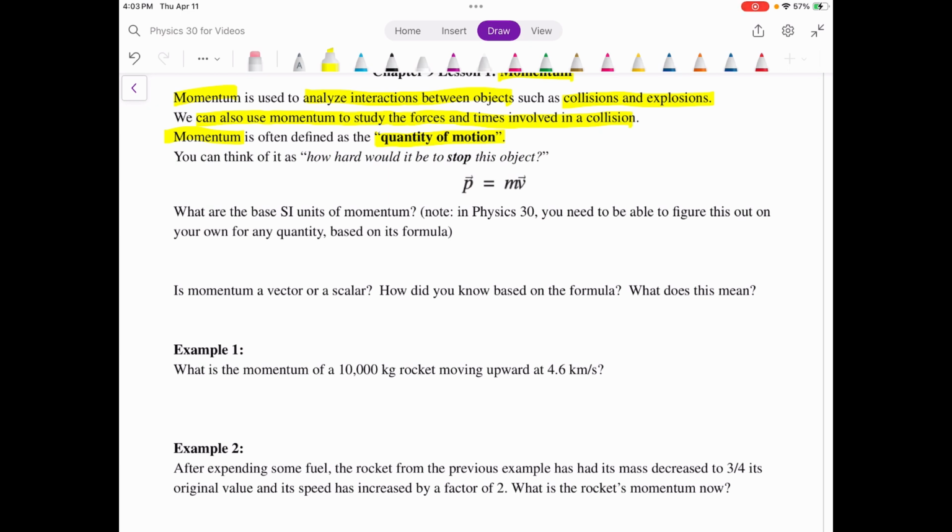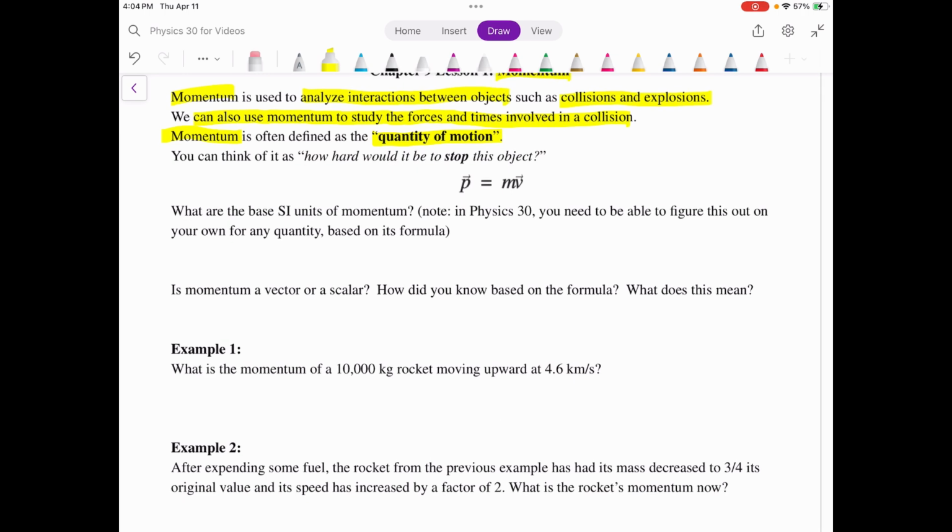I know oomph is not a proper scientific term, but a good question to ask, to say whether this object has a lot of momentum, is how hard would it be to stop this object? An example of something with a lot of momentum would be a very big truck going very fast. That's kind of a hard object to stop.